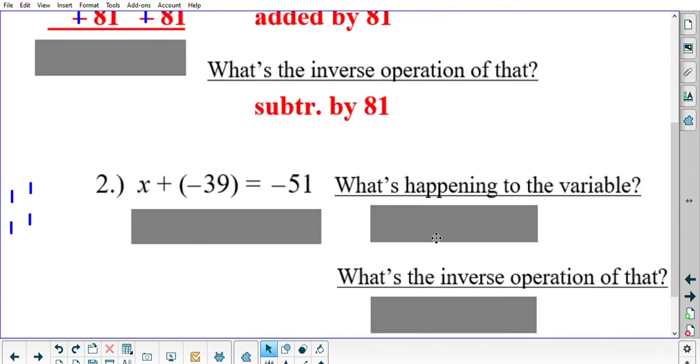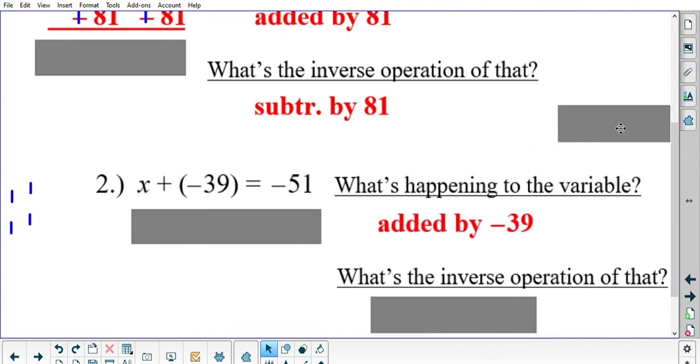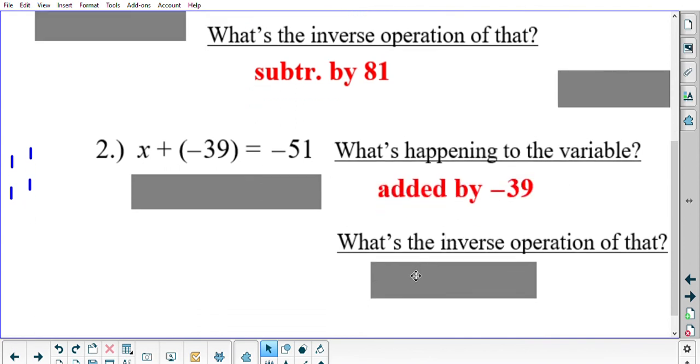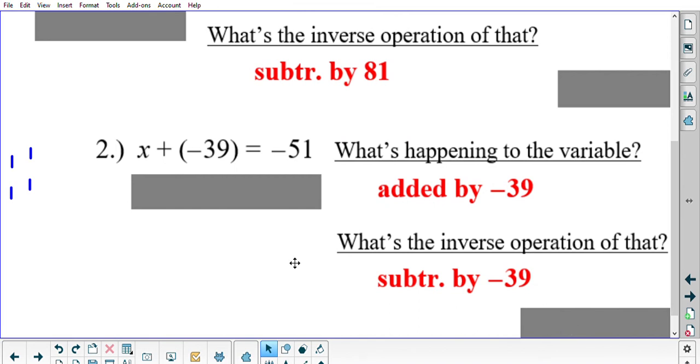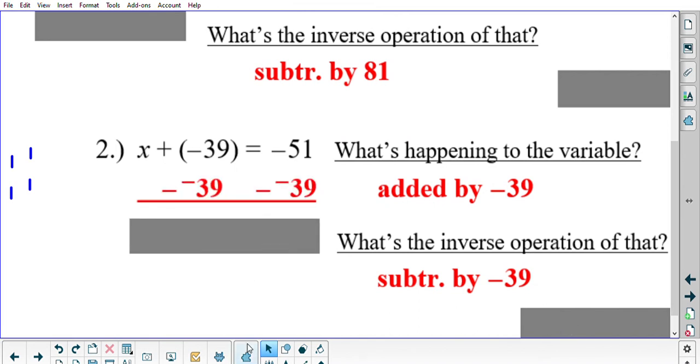Problem number 2, what's happening to the variable? It was being added by negative 39. What's the inverse? Subtracting by negative 39. Now, this is the one you've got to be really careful. You need to have a dash for the subtraction, but you also need to have the negative symbol on the 39. So, can you please double check that you indeed subtracted by a negative 39, not just subtracting by regular 39. You need to have both the dash for subtraction and the other one for the negative.